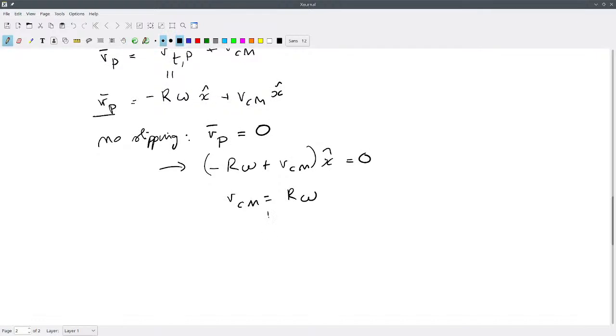Of course, we can from that derive that the center of mass acceleration will have to be the time derivative d/dt of r times omega. So r times the time derivative of omega, so r times alpha. The angular acceleration times r will have to be equal to the translational acceleration.